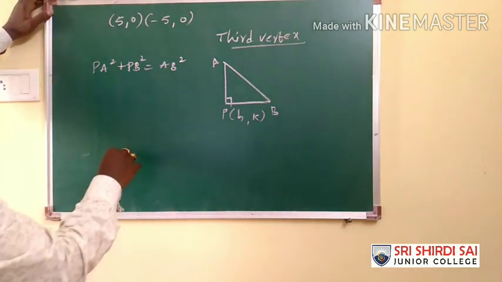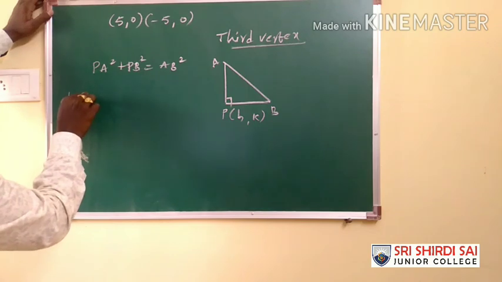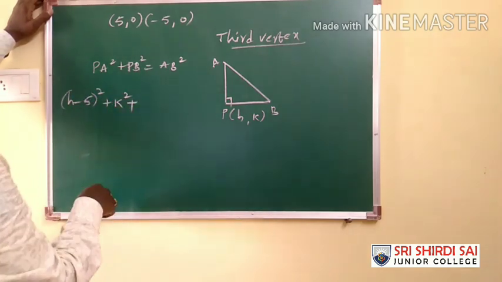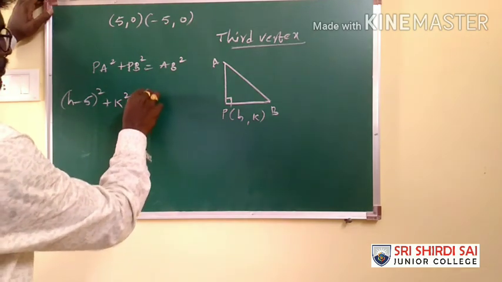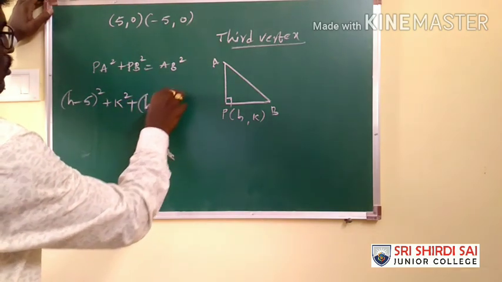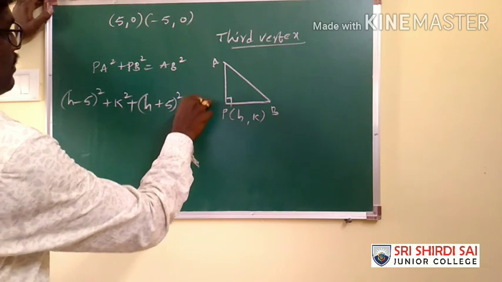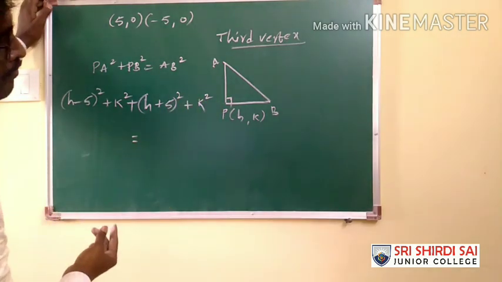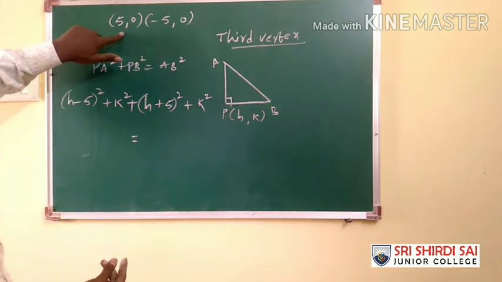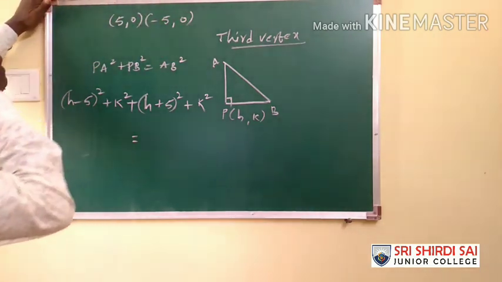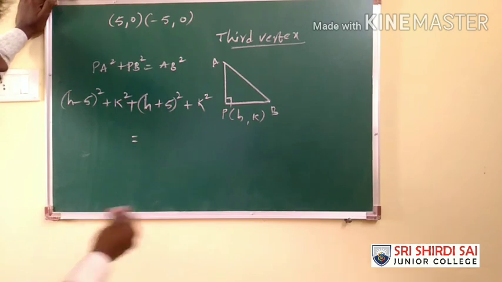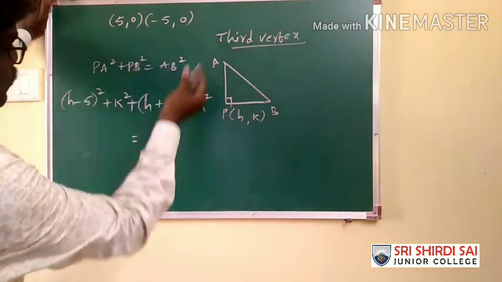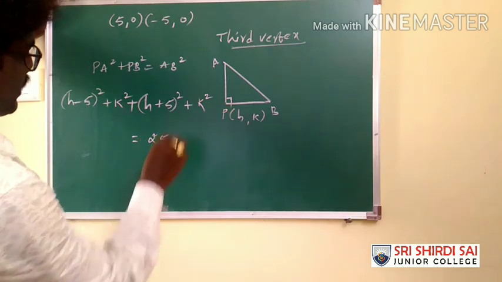PA square, what is PA square? H minus 5 whole square plus k square, plus PB square. What is PB square? H plus 5 whole square plus k square is equal to AB square. Distance between the points provided, 5 0 and minus 5 0. So what are you going to get? Directly you will be getting 25, because minus 5 0 minus 0, so that you will be getting directly 25.